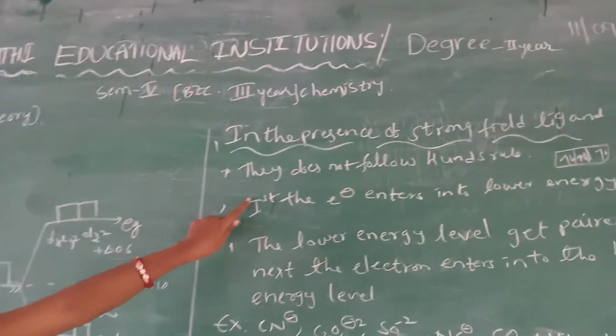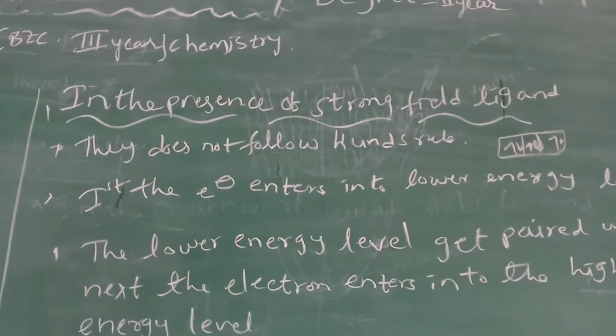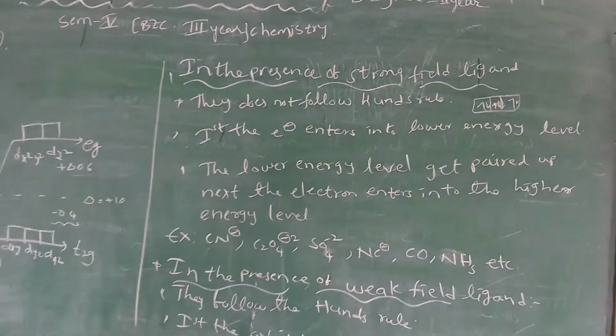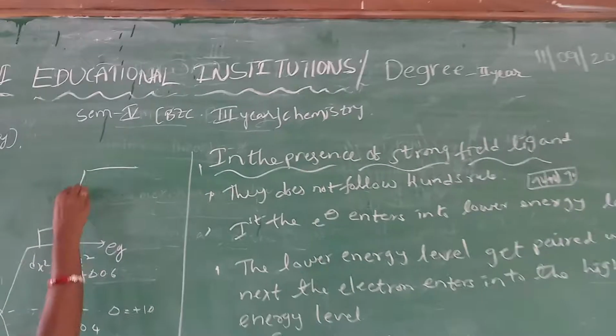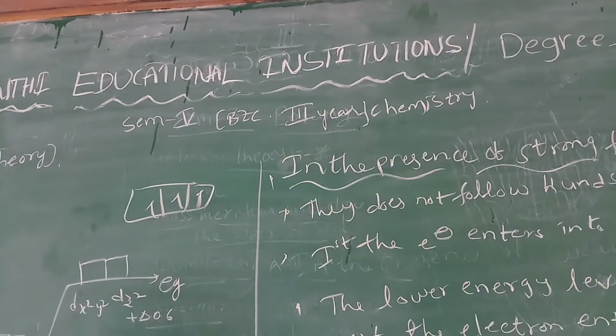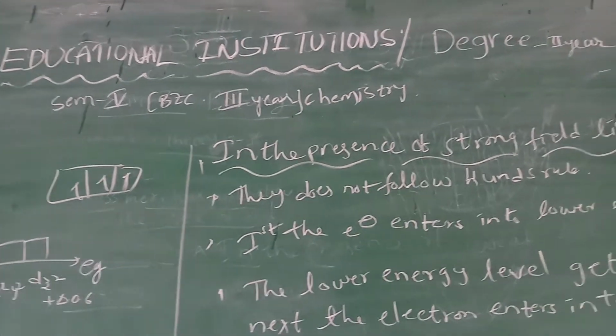In the presence of a strong field ligand, the electrons do not follow Hund's rule. All of you know Hund's rule. What is Hund's rule? First the orbitals are half filled, and then the electrons are completely filled.